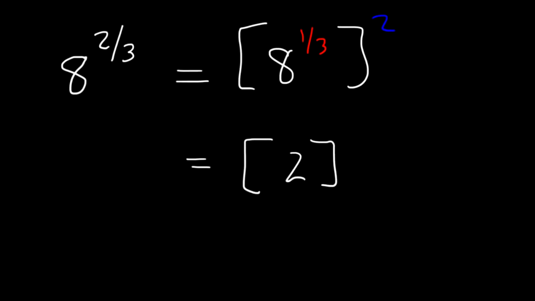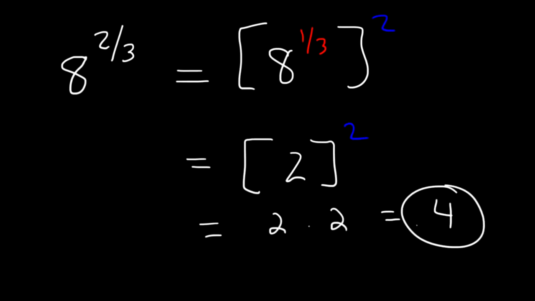And so now we've got to figure out what 2 squared is. 2 squared is basically taking two 2's and multiplying them together. 2 squared is equal to 4. And so 8 raised to the 2/3 power is 4. So now that you know how to do that one, go ahead and try this one. Calculate the value of 16 raised to the 5/4.